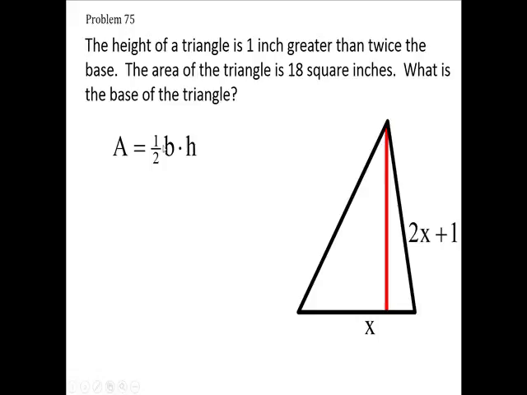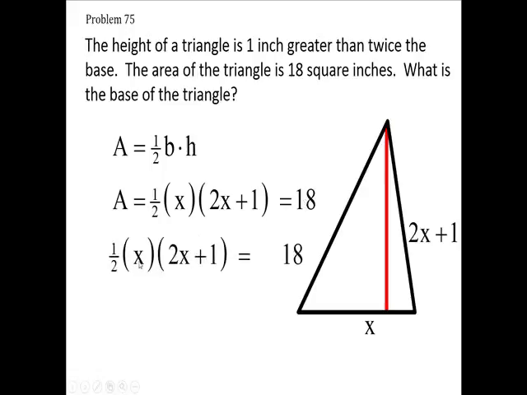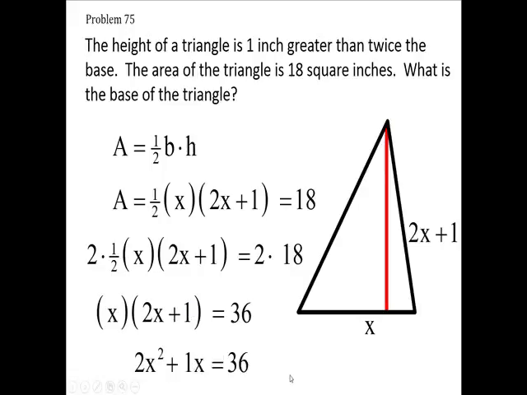Now, the area of a triangle is 1/2 the base times the height, and we know the base was x, and the height we figured was 2x plus 1. And this equals 18 according to the word problem. The area of the triangle is 18 square inches. So here's my formula. I don't like having that 1/2 there, so I'm going to double the 18. Half of 2 is 1, so that's gone. We have x times 2x plus 1 equals 2 times 18, which is 36. x times 2x, x times 1 equals 36.